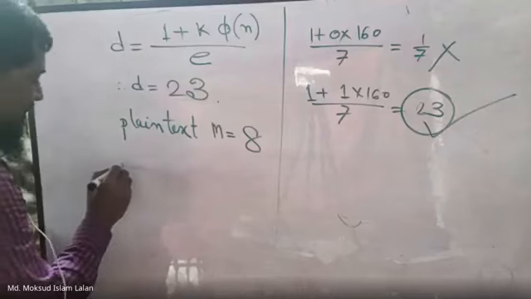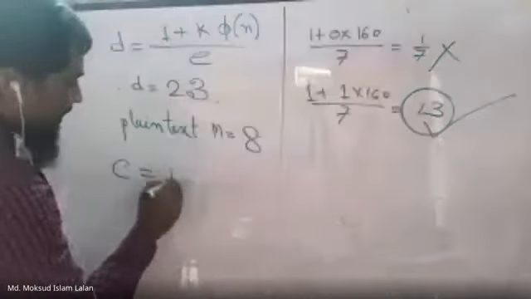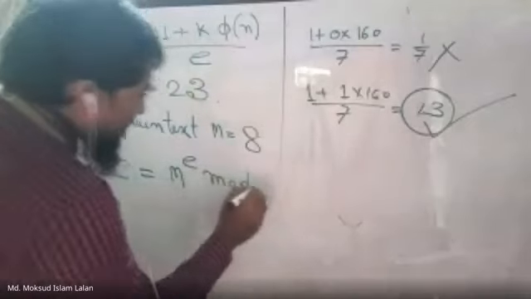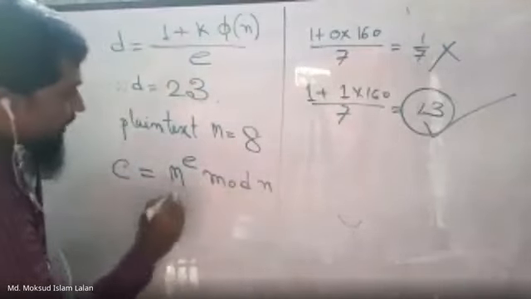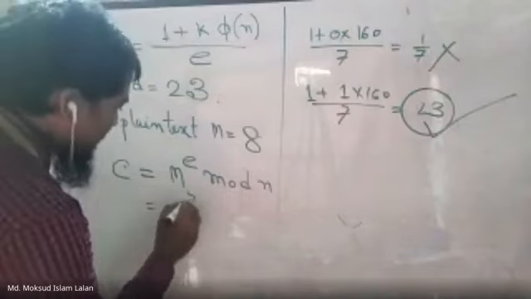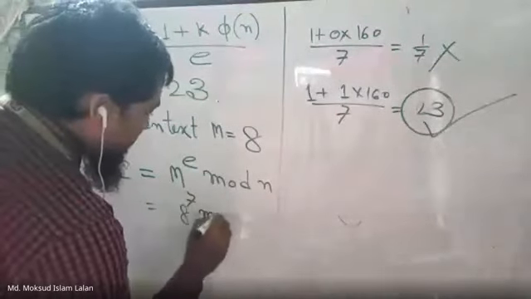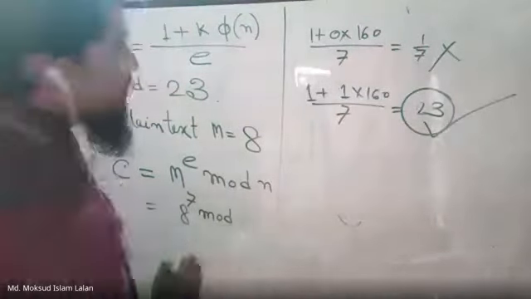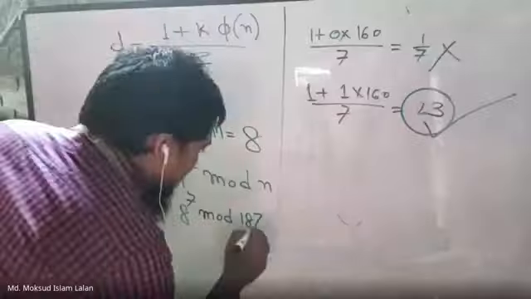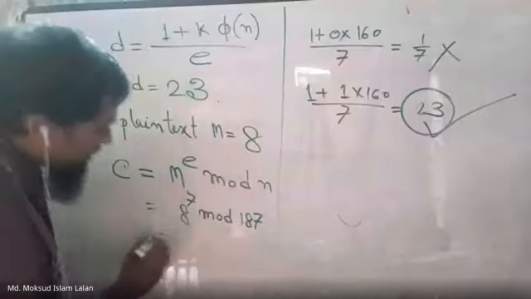The cipher text is M to the power E mod N. Now what is it? M is 8. The value of E is 7. Okay, mod N. What was N? 187, sir. Now would you please find out the remainder?